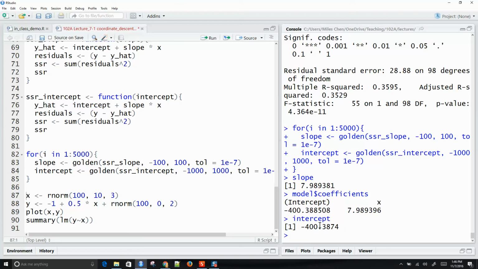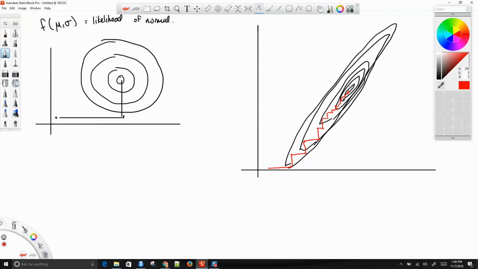So there are limitations, or there are applications of coordinate descent where it doesn't work as nicely. Those would be cases where the contour is this really thin thing where you're going to have to take a ton of tiny little steps to get there. Whereas if you have this nice circular thing, coordinate descent will get there very quickly.